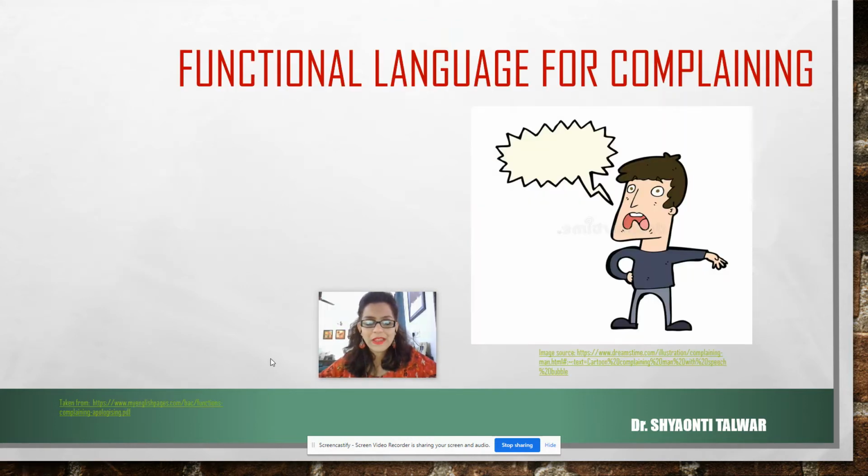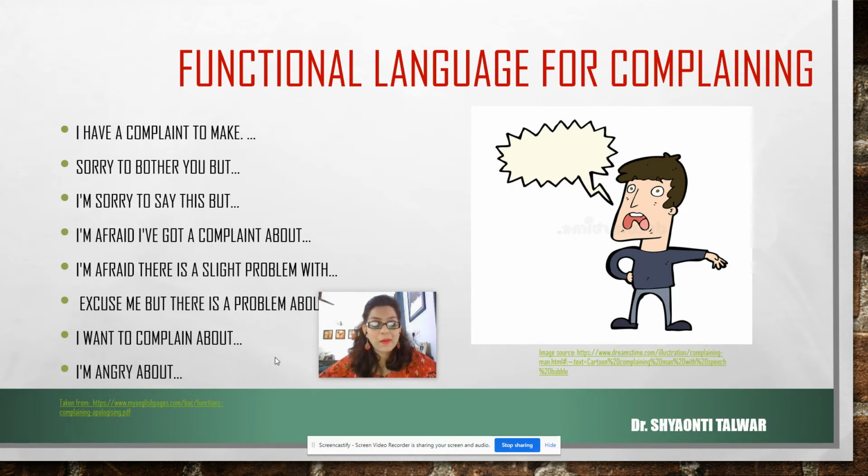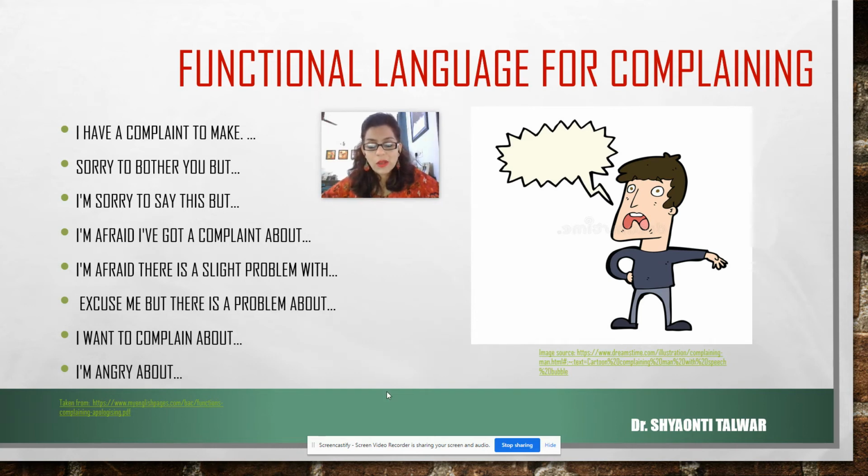So now let's move to the functional language for complaining. These are some of the ways in which you can make a complaint. Now, you have to realize that making a complaint is not a very pleasant thing, right? So, obviously, you have a very big chance of offending or causing some kind of discomfort or inconvenience to the receiver of the message. That is the reason you need to soften it a little, you need to tone it down a little. So here you have some structures which you can use.